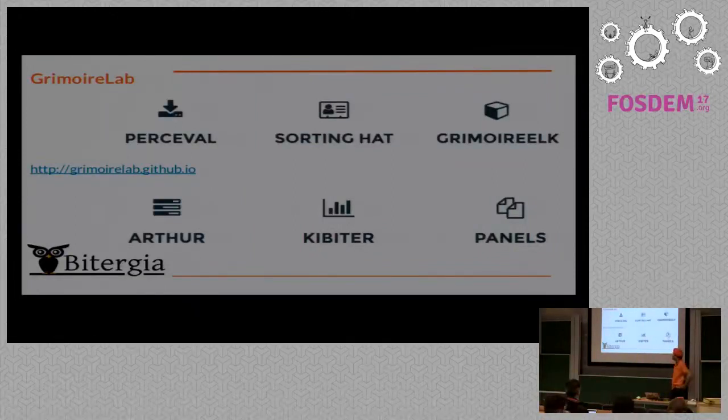Most of the components are here. Some of them I already talked about. Perceval is the one retrieving information from the repositories. Sorting Hat is the one dealing with affiliation. So it tries to store affiliation for every person and tries to do unique identities.